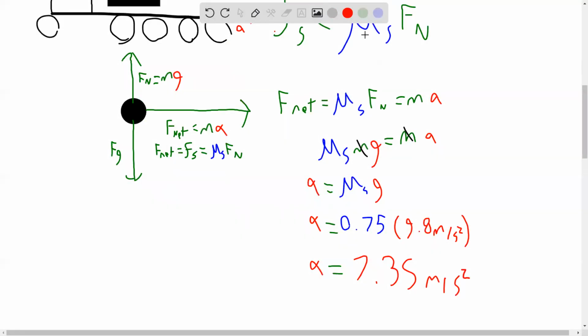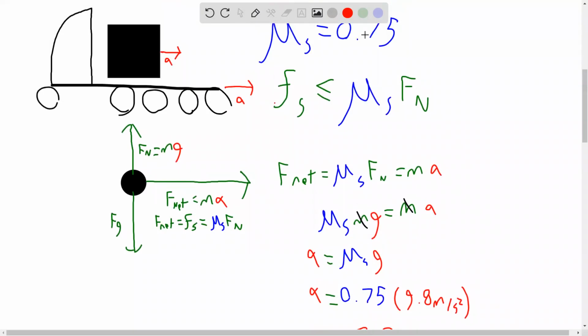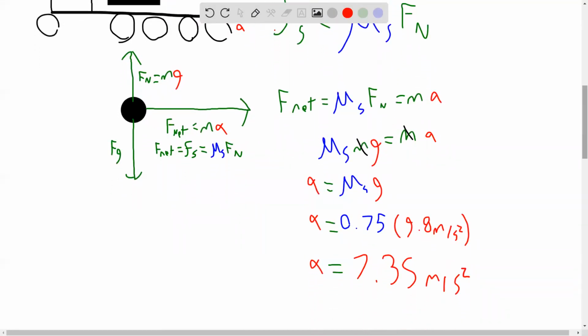So 7.35 meters per second squared is the maximal deceleration that the truck can undergo without the crate moving relative to the truck. I hope this was helpful.